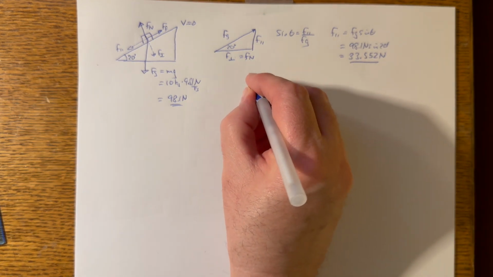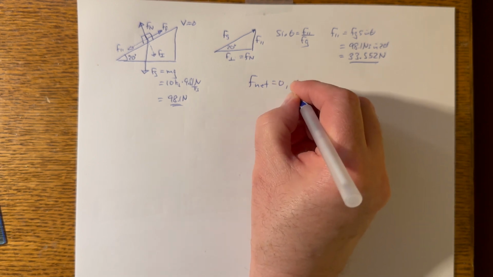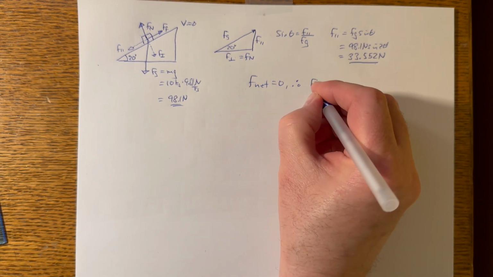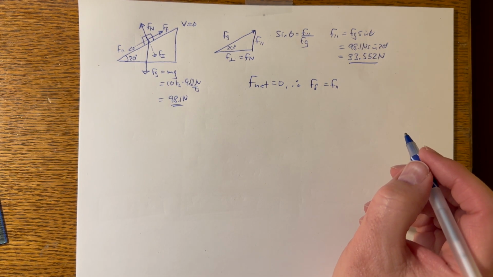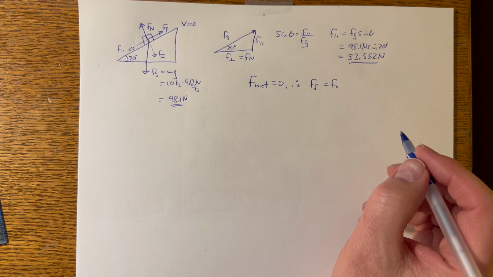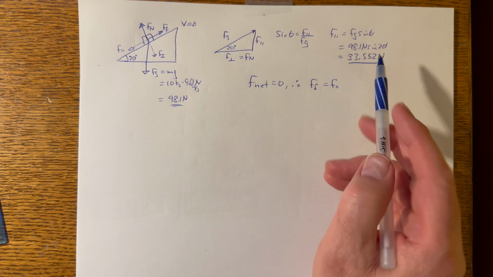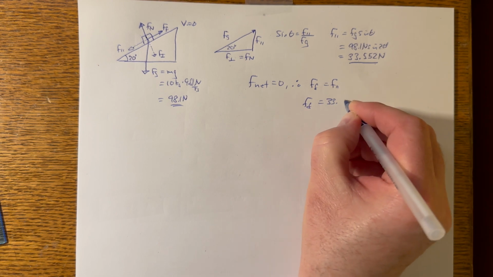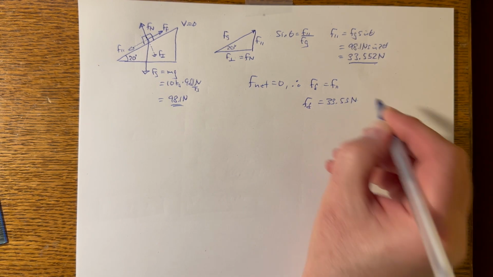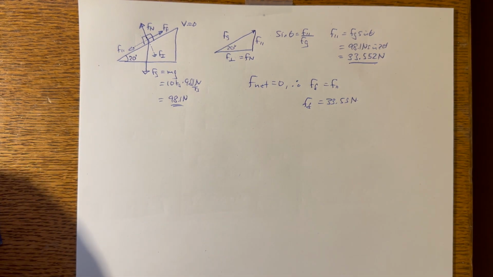So in other words, realizing since the net force is 0, it is stationary, I could say therefore the frictional force is equal to the parallel component, like so. That's what I'm going to deal with there. So the parallel component is 33.55. Therefore the frictional force is also 33.55 newtons, like so. So I've answered the question.